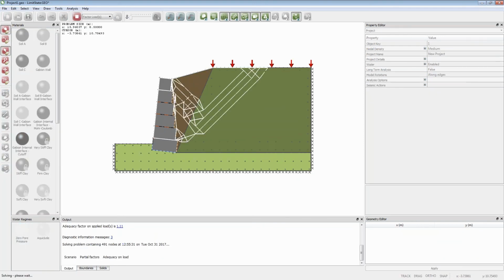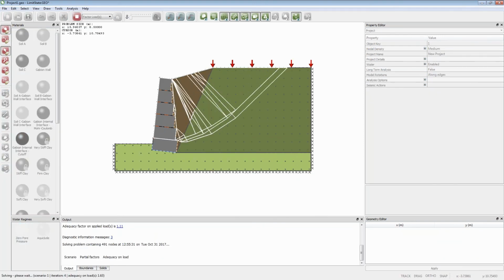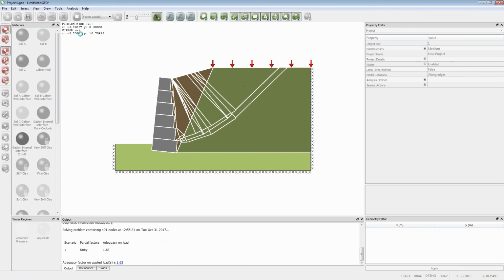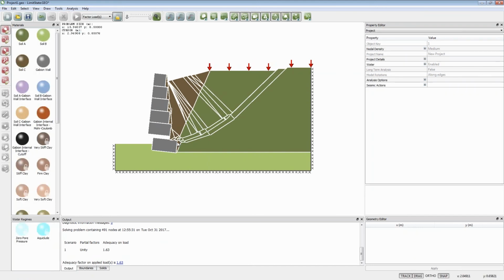So if I then rerun the problem, we get a different mechanism, and you can see that the software then chooses to slide along the next interface up to get that failure. So hopefully you can see from that the software is free to choose where it's going to fail, and so it can identify any of the critical failure mechanisms for the gabion wall where we get failure along the interfaces.